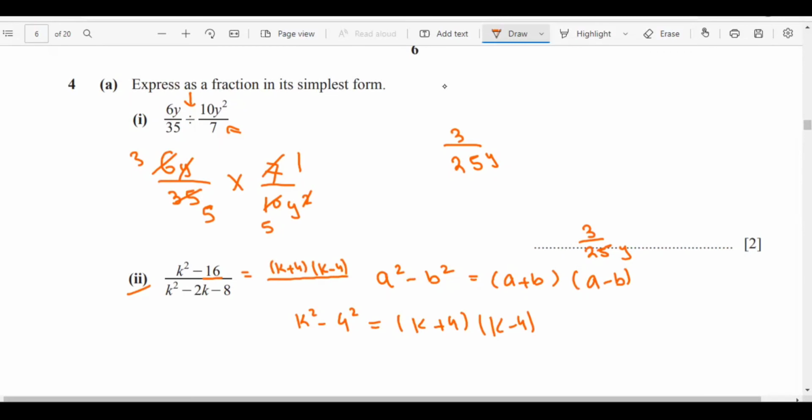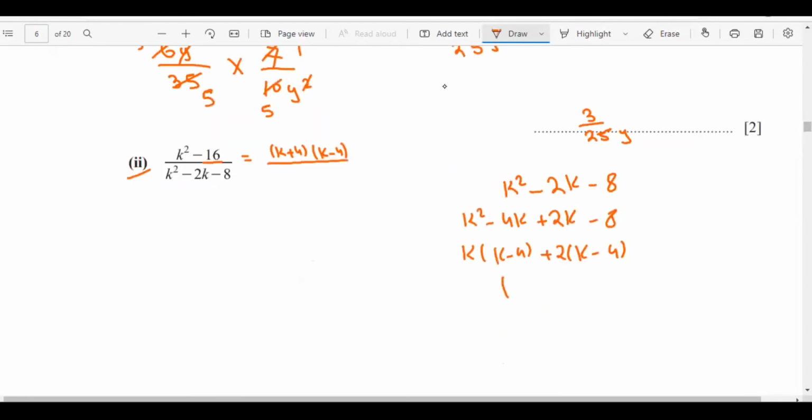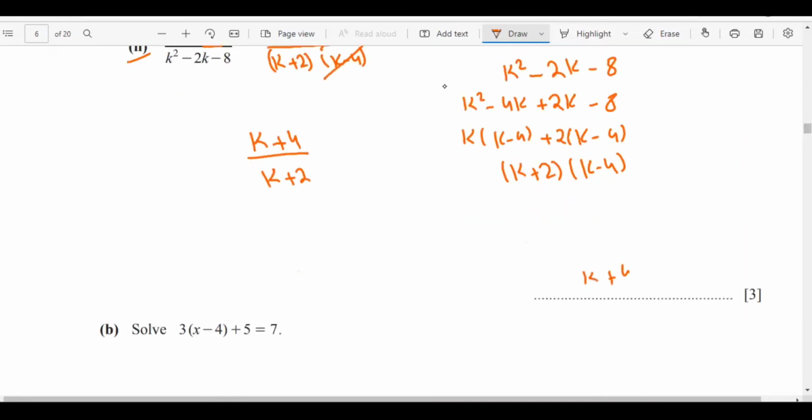And now when I talk about the denominator, what do I have? For the denominator, I need to do middle term breaking. Let's do it separately. So k squared minus 2k minus 8. I need two numbers such that when I multiply them, I get minus 8, and when I add them, I get minus 2. So it would be minus 4k plus 2k minus 8. Now I can factorize it, and I got k plus 2 and k minus 4. So I'll write down k plus 2 and k minus 4. And now I can just cancel out these two and I'm left with k plus 4 divided by k plus 2, and this is going to be the answer.